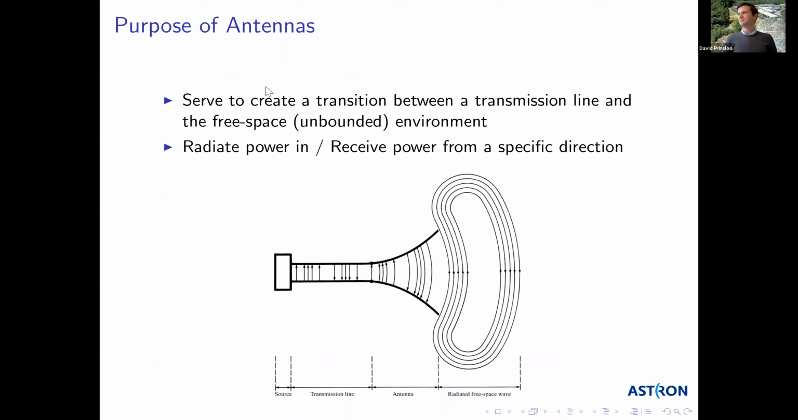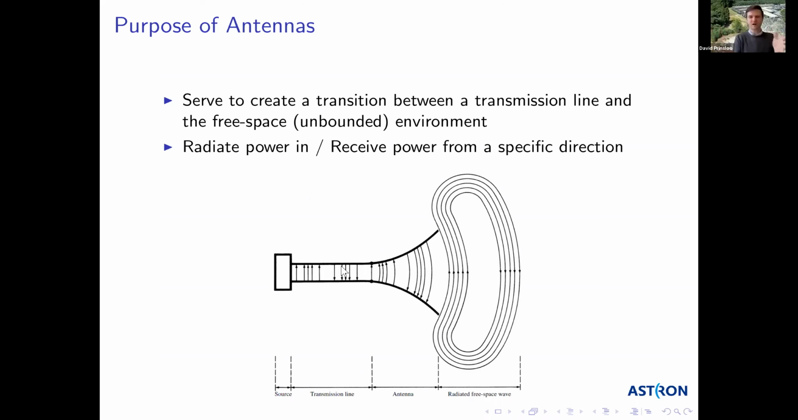Then to start, the purpose of an antenna. Why do we make antennas? It's actually quite simple, summarized in these two points. The first thing is you have a source, and with a certain amount of power, you'd like to transmit into a certain direction. To do that efficiently, you require a transmission line. But not only a transmission line, you also require a transition from the transmission line into free space. You want to make this transition as efficient as possible, and this is what an antenna does.